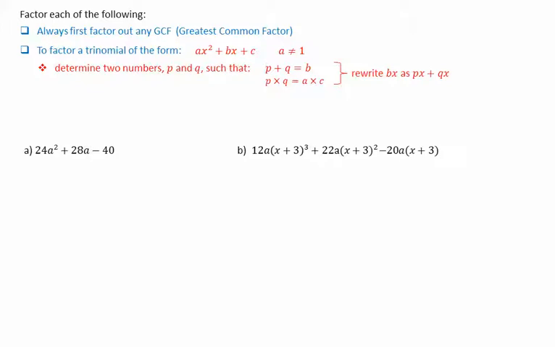If these numbers exist, then we will rewrite the bx term as px plus qx. If these numbers do not exist, then the trinomial cannot be factored.